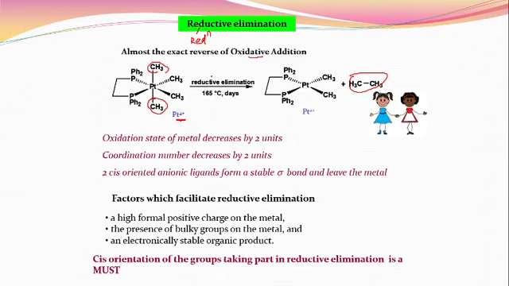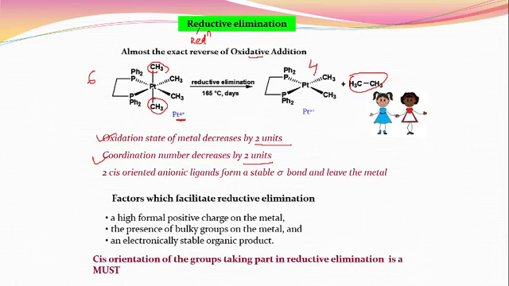It also has some conditions which are totally opposite to the oxidative addition reaction. What are these conditions? First, the oxidation state of the metal decreases by 2 units. Here this platinum has +4 oxidation state, and after formation of the product, its oxidation state decreases to +2. That means this is decreased by 2 units. Second condition, the coordination number decreases by 2 units. In the first case the coordination number is 6, and after formation of the product the coordination number changes to 4.